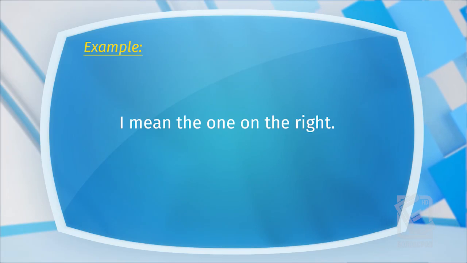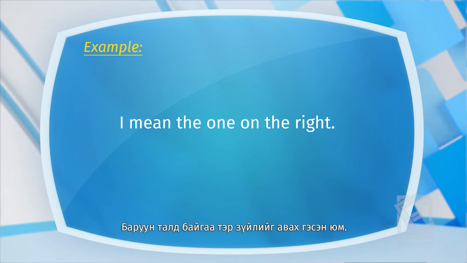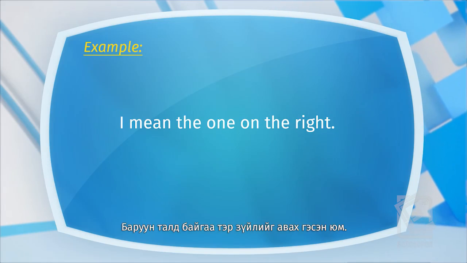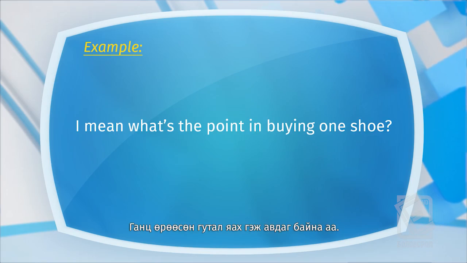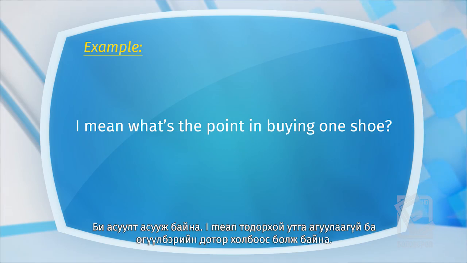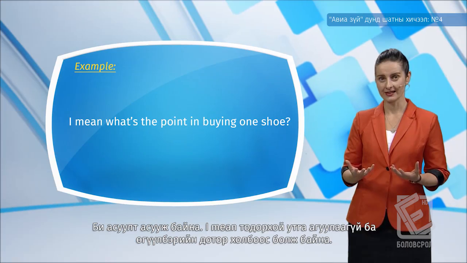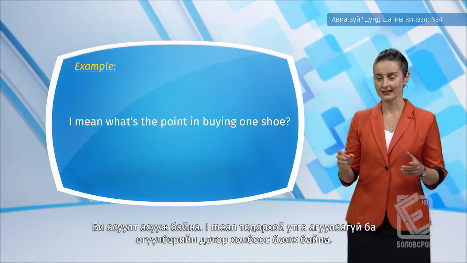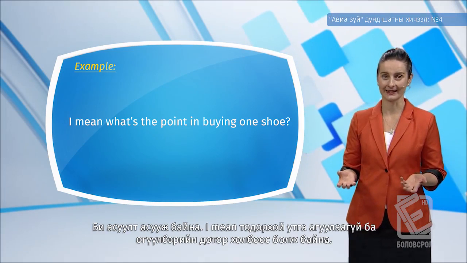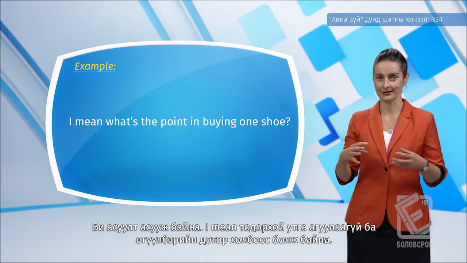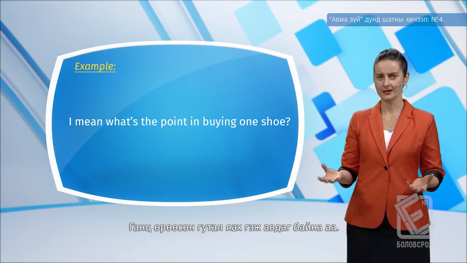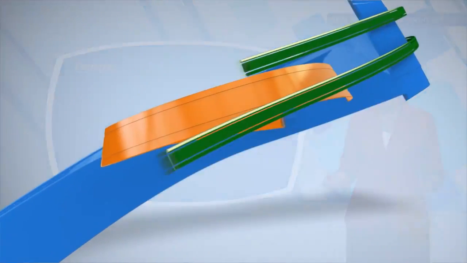Next example. I mean the one on the right, which means I want something with that thing that is on the right side. The other case, I mean, what's the point in buying one shoe? That means that I'm just asking this question. This I mean has no specific meaning here. This is just a connection between my sentences. I mean, what's the point in buying one shoe?